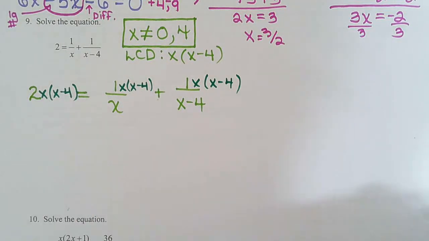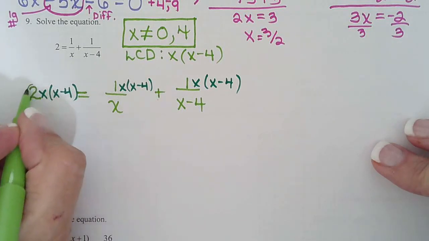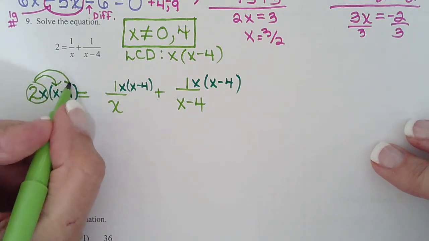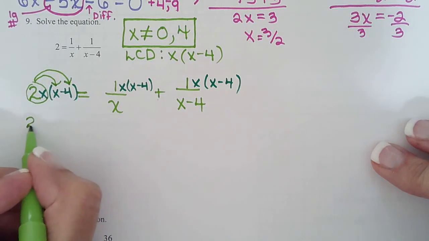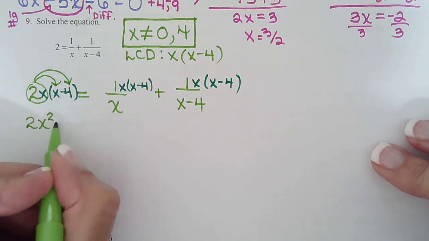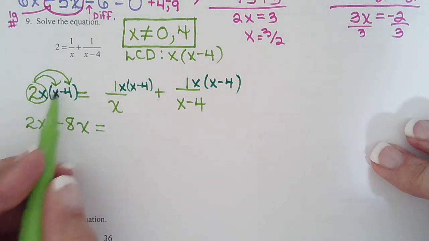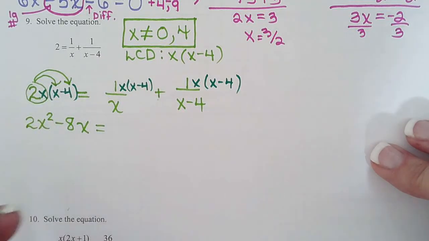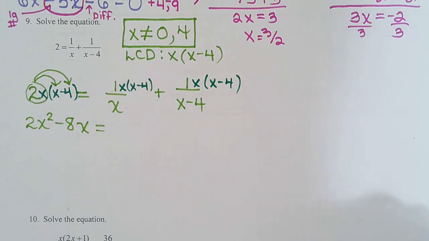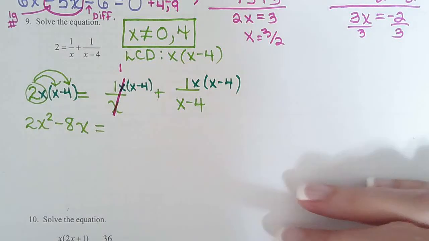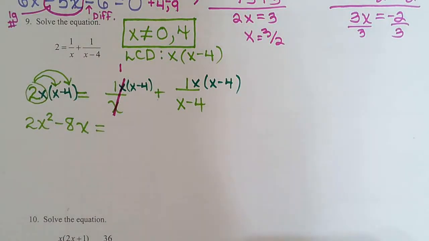So nothing to cancel here, so we're going to be taking 2x and distributing it. So I'm going to get 2x squared minus 8x on the left side. So add 1 plus 1, x squared, and then minus 8x. Over here, we do have some canceling. The x's are going to go away. x divided by x is 1. So I'm left with 1 times x minus 4, which is just x minus 4.